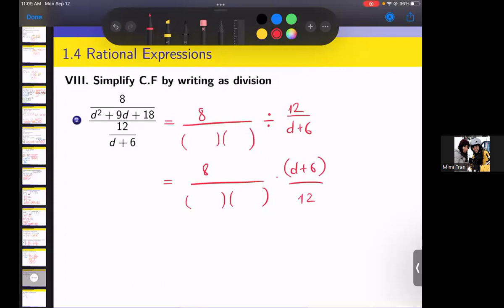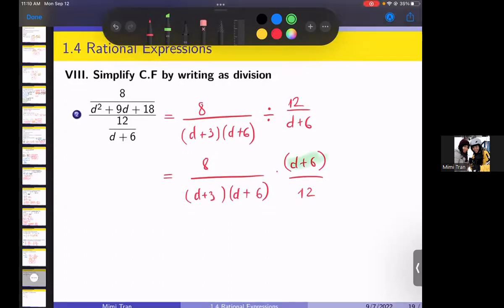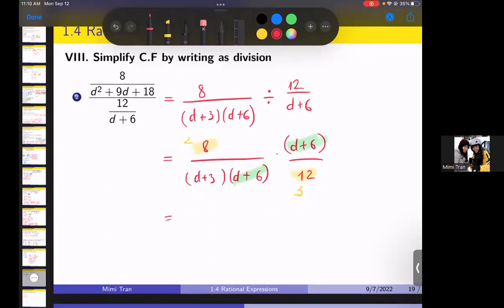So you write it like that, right? Can someone factor this for me? Perfect, thank you. And all you do is simplify. That one with that one, and this one with this one. So I have 2 and 3 here. So your final answer will be 2 over 3 times the quantity D plus 3.